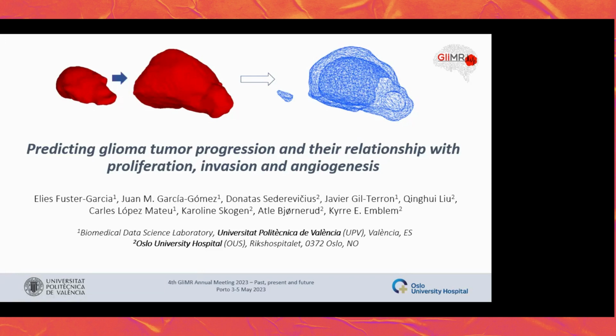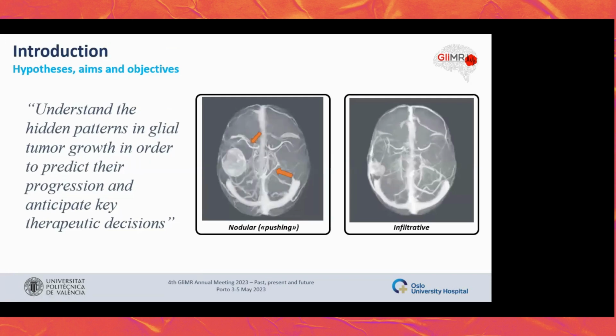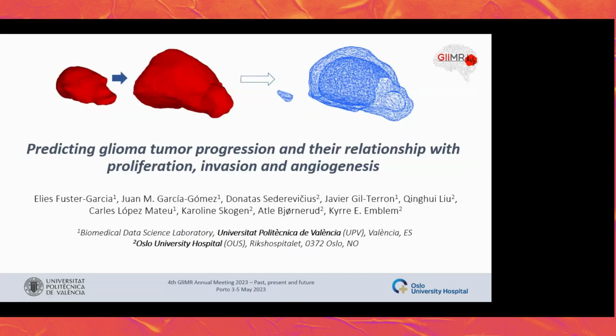I'm Elies Fuster, and I'm going to present this project called Predicting Glioma Tumor Progression and the Relationship with Proliferation, Invasion, and Angiogenesis. It's a joint project between the Polytechnic University of Valencia and the Oslo University Hospital.